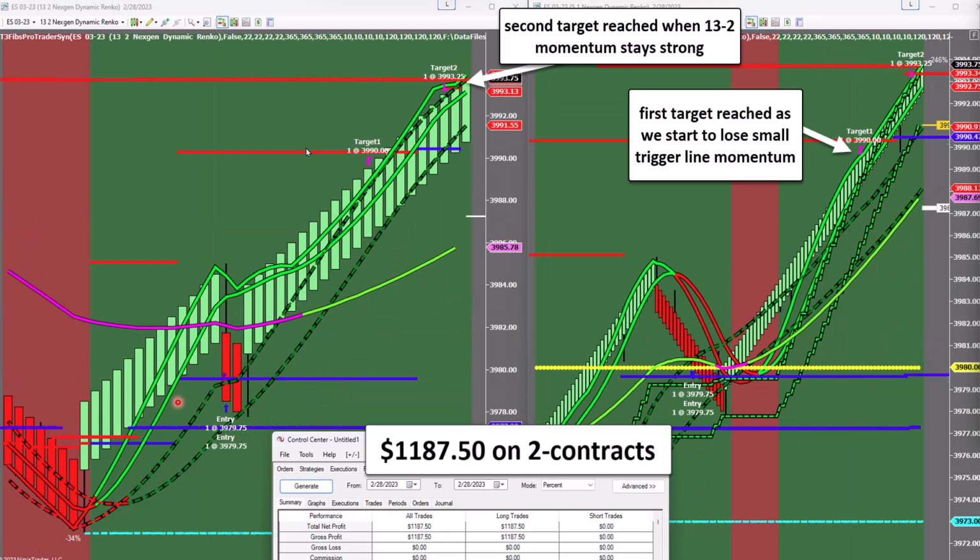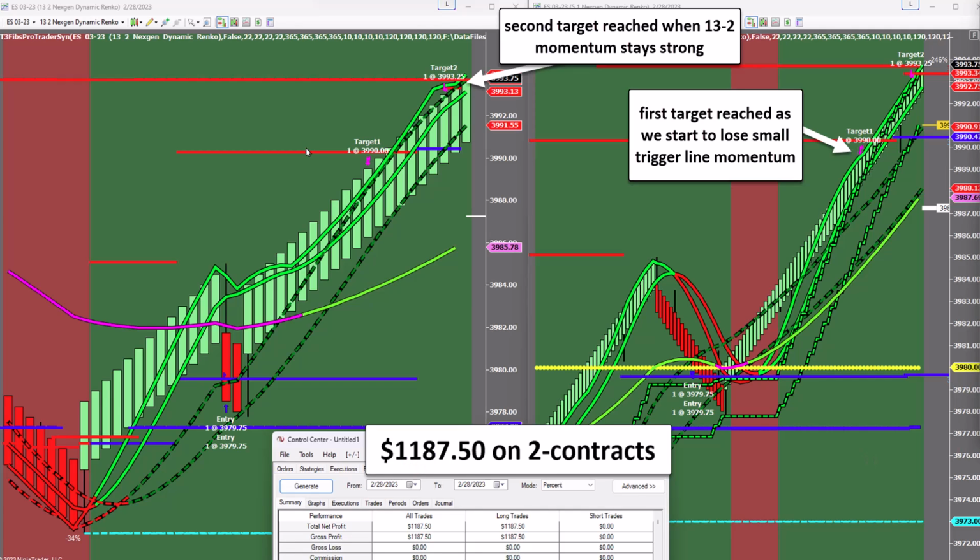This one example trade on the S&P was worth $1,187 on 2 contracts. And that's what we're talking about. When we tell you we can teach you how to make $500 a day, we can do that blindfolded without any trouble at all. 100%, we're sure of it. More than that is realistically what you're going to end up seeing in a day.